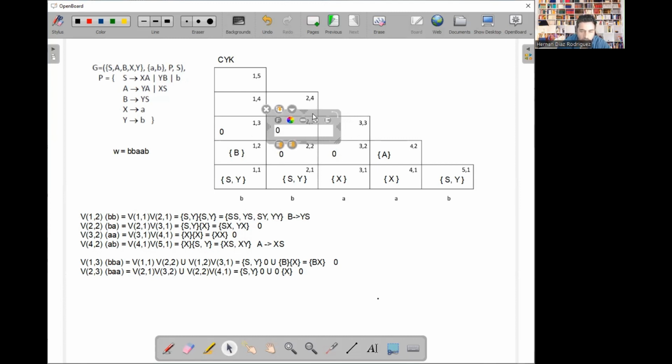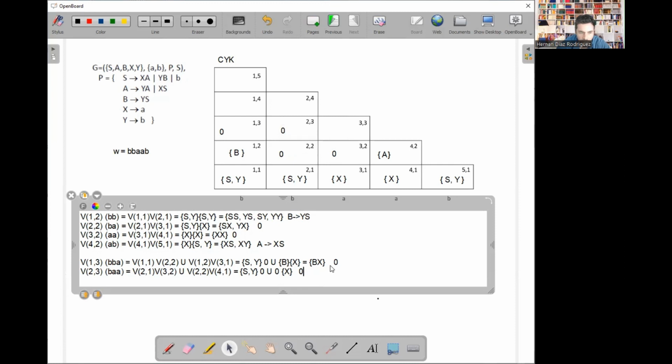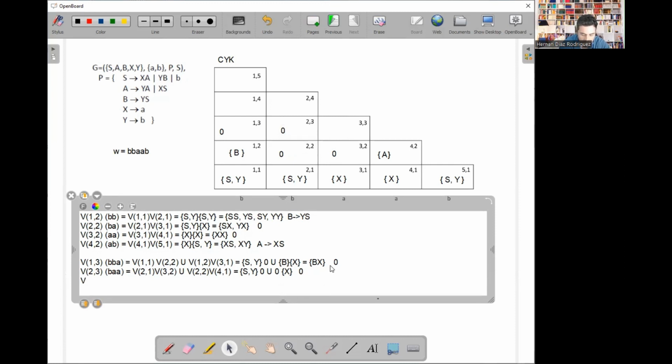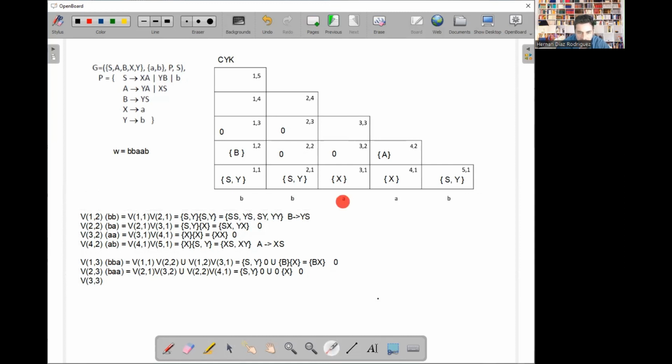There's no possible variable that generates this. We go to the third cell, which is 3, 3, and then we position ourselves in the third character, and we take 3 characters. So we should generate AAB.